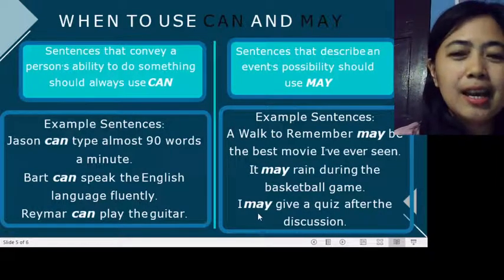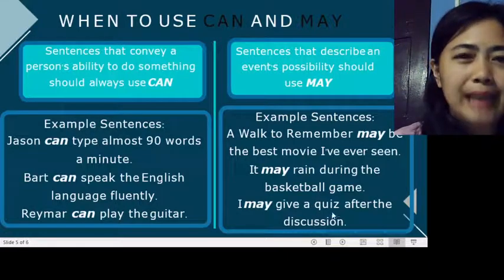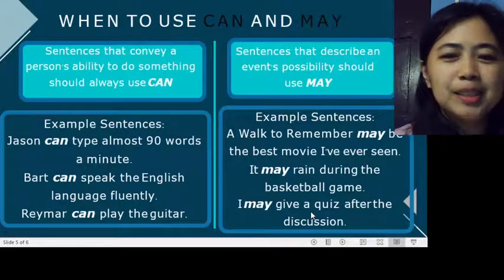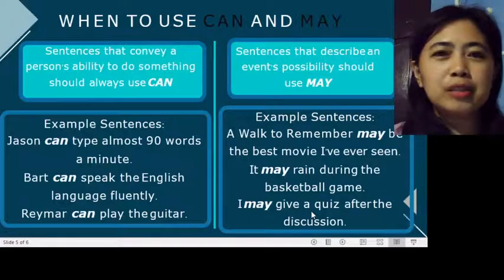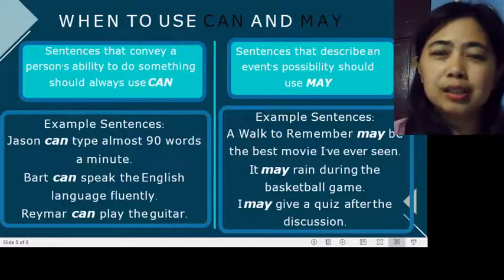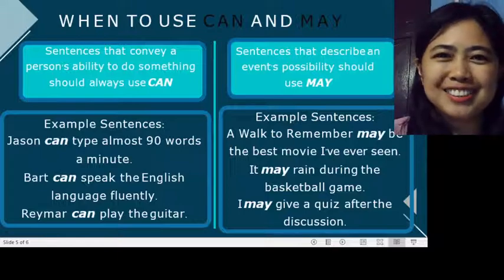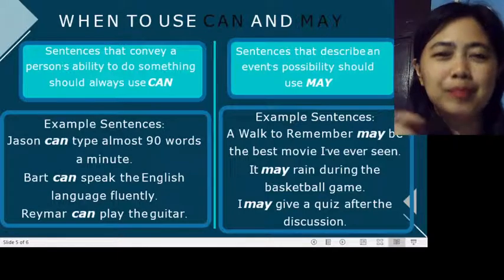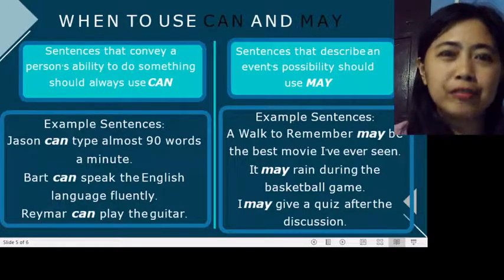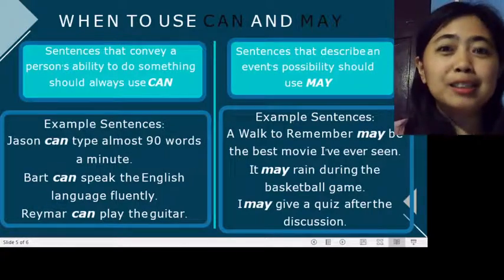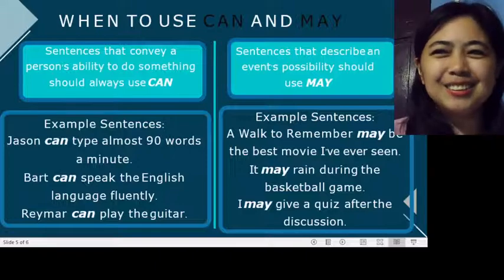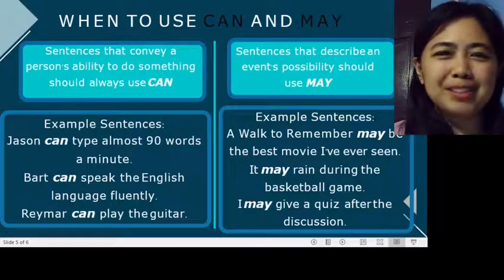Another sentence, I may give a quiz after the discussion. So it's possible for me to give a quiz, especially when I notice that my students aren't paying attention to my discussion. Yes, it's possible. I may give a quiz after the discussion. If I use I might, then it's a lesser possibility. So students, you will not worry about it.